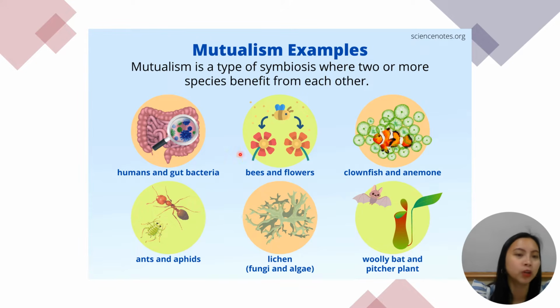So those are some of the good bacteria, the ones that you found in the advertisements, right? So humans and the bacteria that is found in the gut. The bees and flowers, remember that pollination? So the bees can transfer pollen from one flower to another. The clownfish and the anemone, the ants and aphids, lichen, woolly bat, and pitcher plant. So all of these are different examples of mutualism.